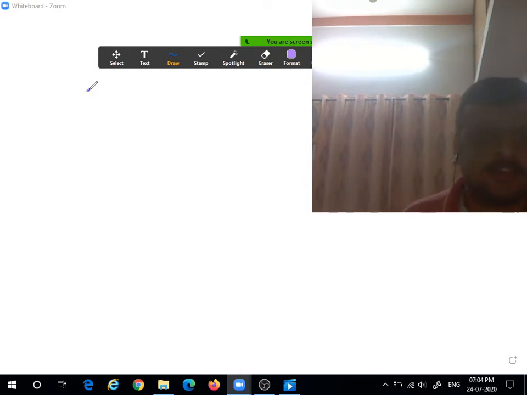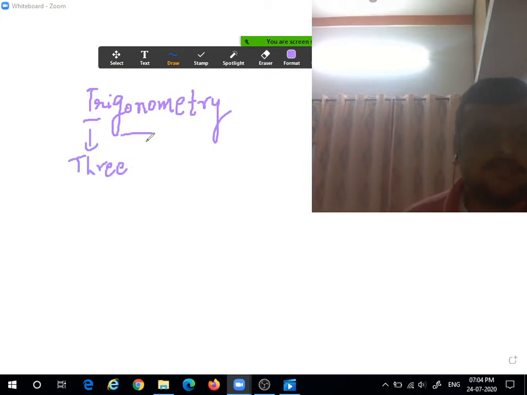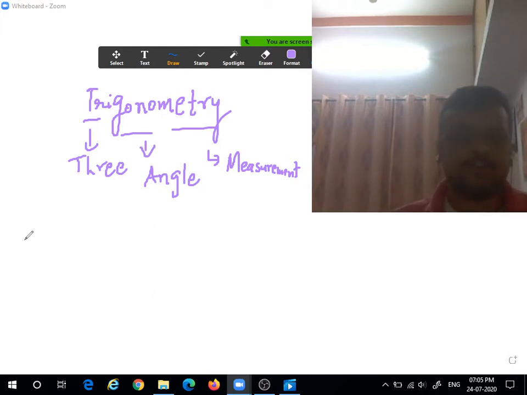It is a class 10 topic. Trigonometry. Here tri stands for 3, gono stands for angle, and metry stands for measurement. Now students, why do we need to study trigonometry? It is basically about knowing the angles and side measures of a triangle.